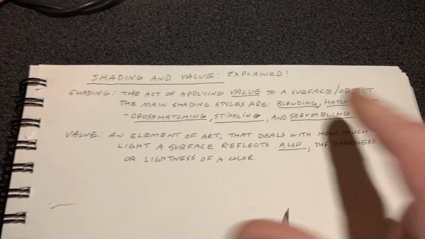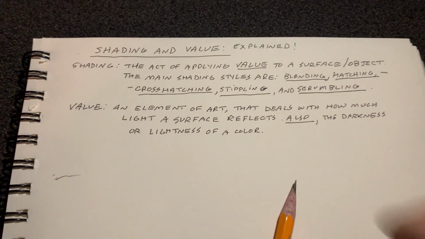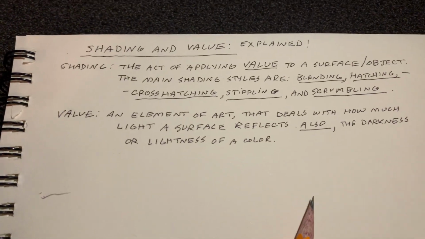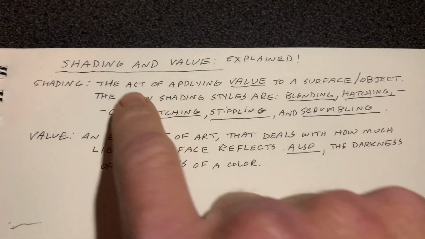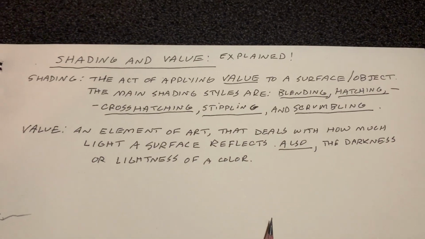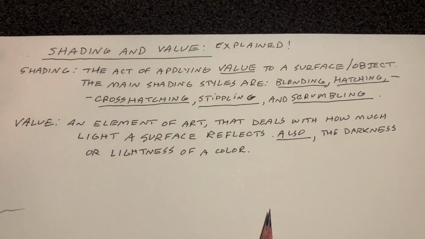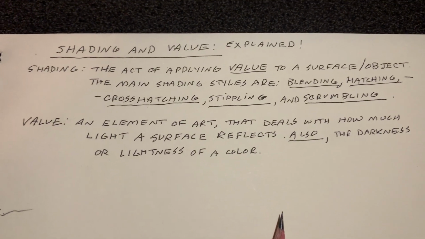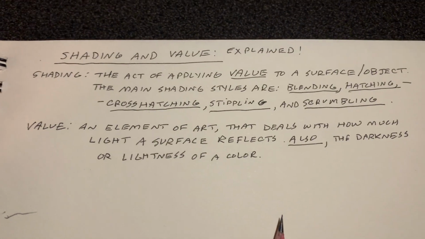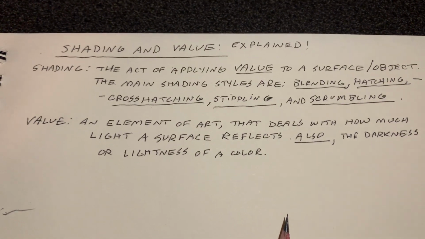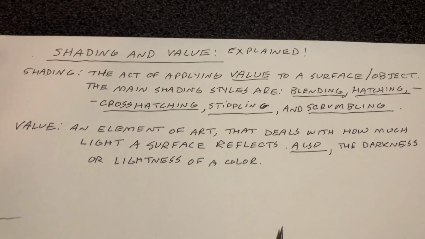So, shading and value explained. Basically, the definition of shading is the act of applying value to a surface or an object. The main shading styles that you see in drawing are blending, hatching, cross-hatching, stippling, and scumbling.